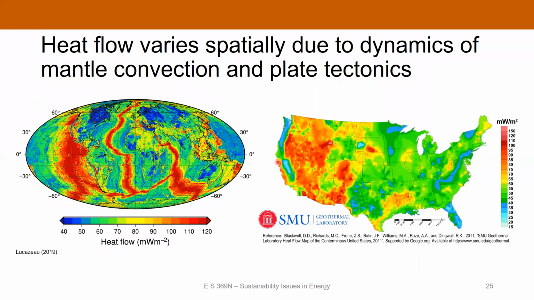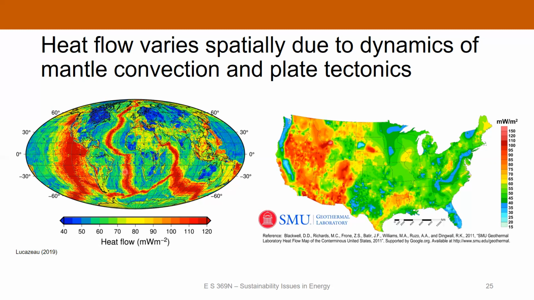Now, it's obviously not quite that simple. There is actually a variation in heat flow around the surface of the Earth, and this has to do with the dynamics of mantle convection and plate tectonics. So here's a map of the globe here on the left showing heat flow, and you'll notice that the areas of high heat flow correspond to oceanic spreading centers. So this is where the mantle is very close to the surface, and you've got a lot of heat coming out. In areas where the crust is very thick, so some of these old cratons like in Canada, Scandinavia, places like that, Western Australia, you have very low heat flow because the crust is thick and it's very old and it's cooled off considerably.